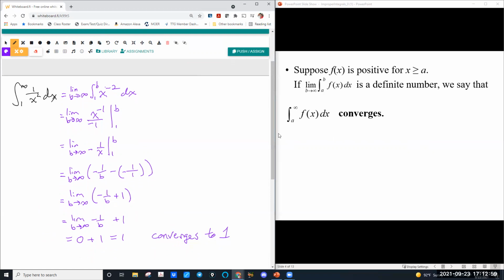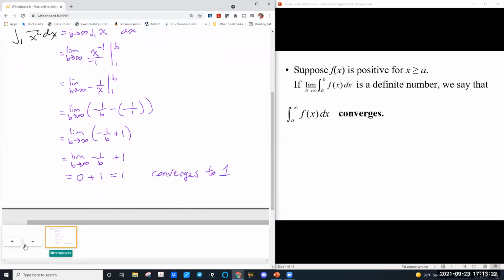All right. And let's look at a case where it diverges. But questions at this point? Okay, let's look at a case where it diverges, just for contrast.